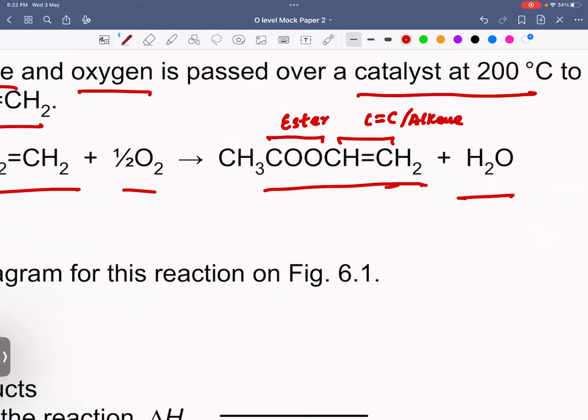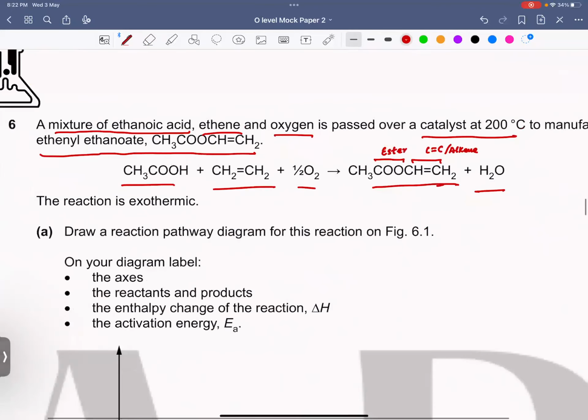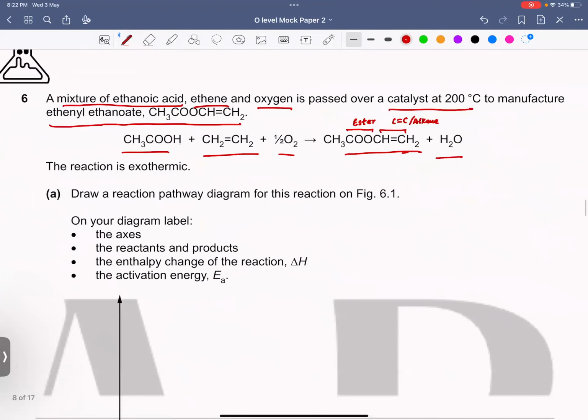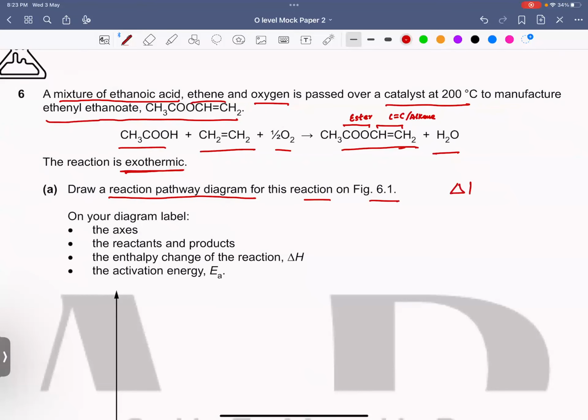Okay, so there are two different functional groups present in the product, in the one molecule, right? Is this clear to everyone? Now, what they have told us about the reaction is that the reaction is exothermic. Draw a reaction pathway diagram for this reaction on figure 6.1. So it's exothermic, which clearly means that the delta H is a negative value, right?